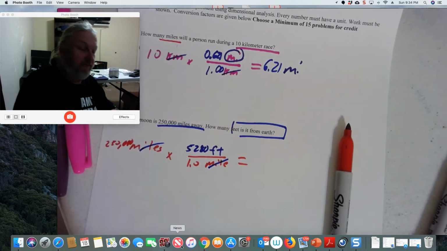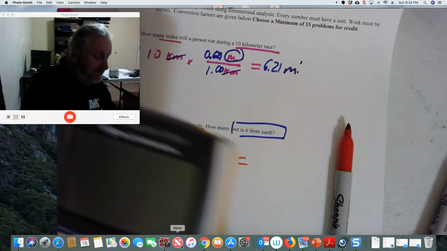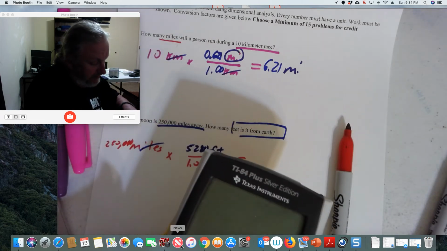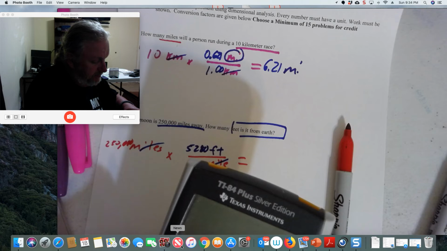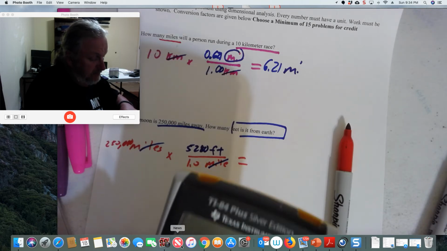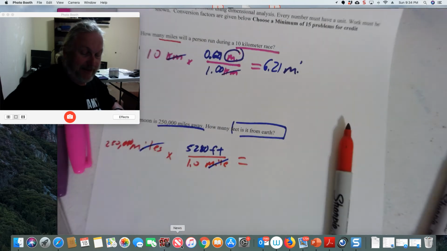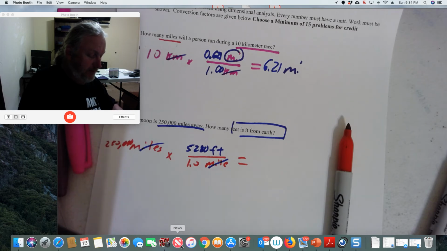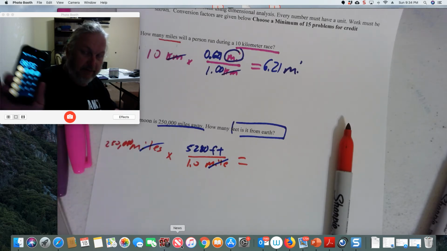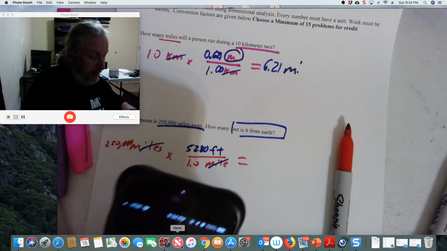Let's get my famous calculator here. Uh-oh, calculator died. So now we go to the fallback. The fallback is the infallible iPhone. All right, it'll work for right now.